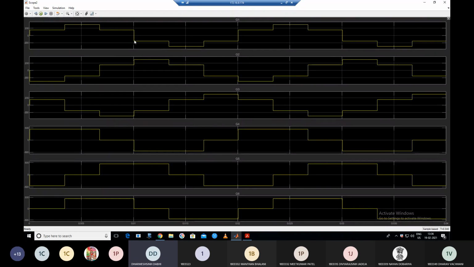Then 180 to 240 you get minus Vs by 3. Then 240 to 300 you get minus 2 Vs by 3. And then 300 to 360 you get minus Vs by 3. So in one cycle, 0 to 360 degree, you get the 6-step voltages. Each 60 degree step you get different voltages. So that's why it is called the 6-step output voltage.